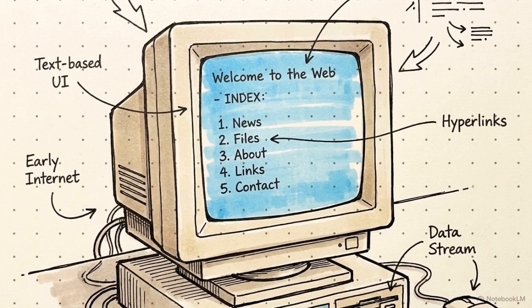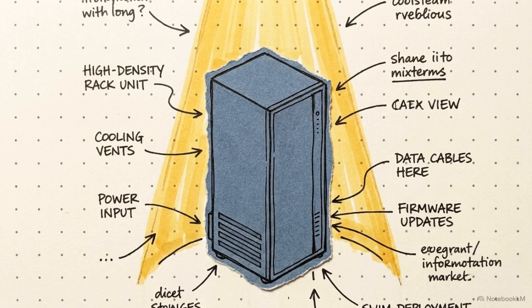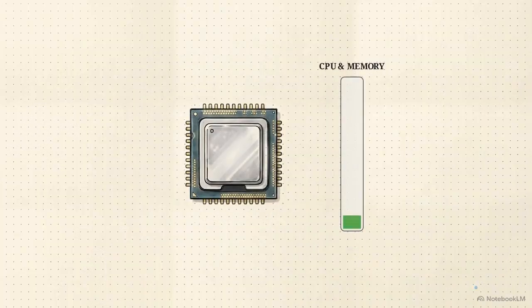Think back to the early days of the web. Applications were straightforward. You had a single server holding a single, undisputed database. Whatever was written on that server was the objective truth. But a single machine only has so much memory and processing power.